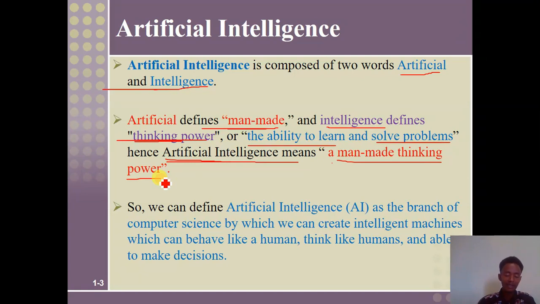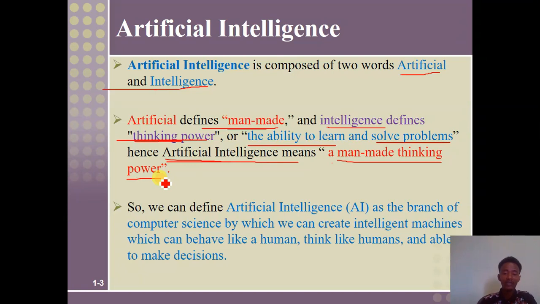So the thing that has been developed by the hand of the human being is able to learn and solve real problems. Just generally we define artificial intelligence as a man-made thinking power of the devices.